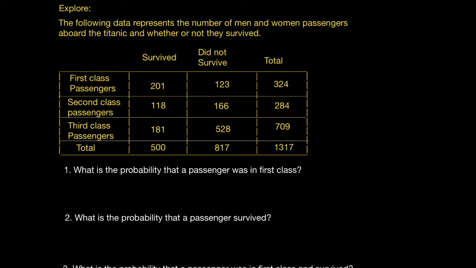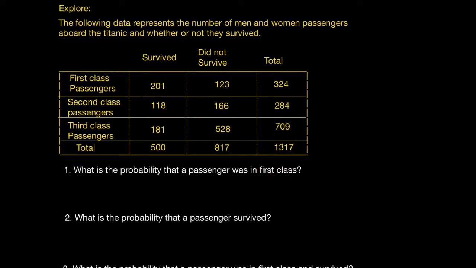So taking a look at the explore, the following data represents the number of men and women passengers aboard the Titanic and whether or not they survived. Here the first three questions are review from yesterday's assignment. So let's go ahead and attack them. Number one, if one person is selected at random, what is the probability that a passenger was in first class?